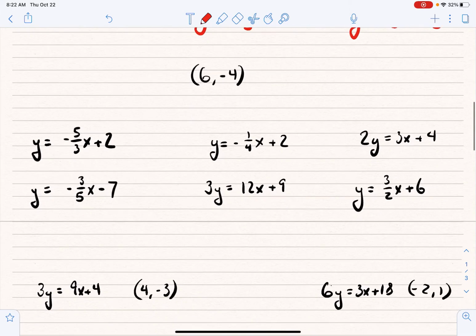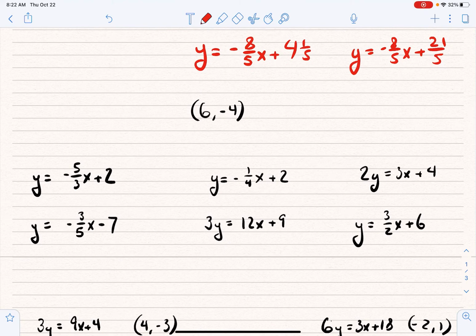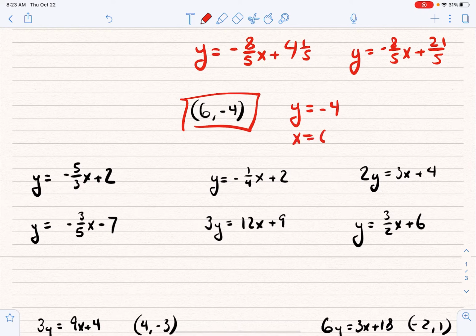Okay. Then you had to write an equation for a horizontal and vertical line that passes through this point. We said that a horizontal line is always y equals some number, so it'd be y equals -4. A vertical line is always x equals some number, so it'll be x equals 6.